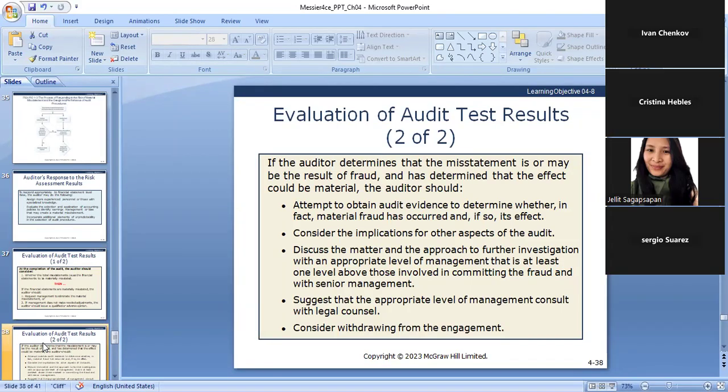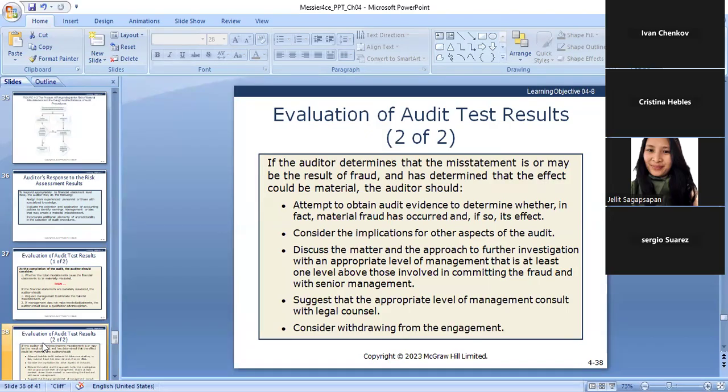We have to consider the implication on the other aspects of the audit. What else in the audit is this going to hit? So basically, if it's revenue, where is it going to hit us? It's going to hit accounts receivable. It's going to hit us on the cash. It's going to hit us in so many places. So that's why you have to understand the link. Where else is it going to go?